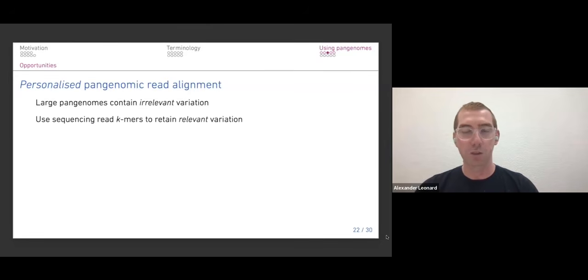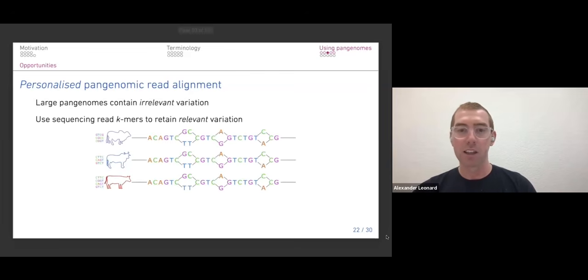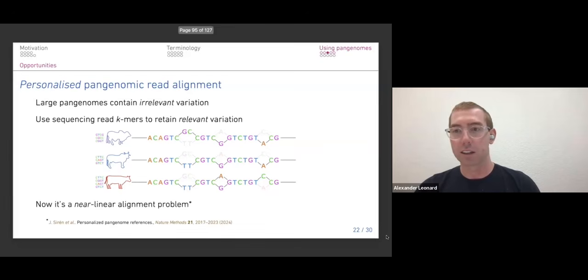The idea here is that if you have sequencing reads that you want to align to the graph, you can basically pick up little fragments of sequence, these k-mers, that look more related. And so in the case of cattle, you might have 3 different samples. You start from the same graph, and then you can remove the pieces of variation that you don't find in these fragments, so these k-mers from your sequencing reads. And now if you do the read alignment, it looks much more like a linear problem, and this becomes much more scalable.